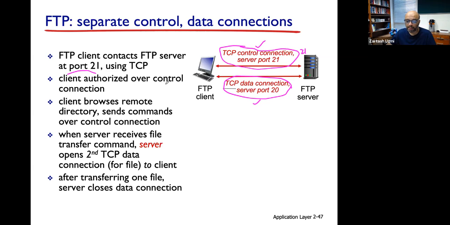Okay. The client is authorized over the control connection. The client browses the remote directory. अभी तक कोई डेटा कनेक्शन एस्टैब्लिश नहीं हुआ है. The client browses the remote directory and sends the commands over the control connection. वो कमांड्स भेजता जाएगा कंट्रोल कनेक्शन के ऊपर. जब वो कहेगा कि मुझे एक फाइल चाहिए, when the server receives the file transfer command, जब क्लाइंट उसको कहेगा भाई मैंने अब फाइल भेजनी है या रिसीव करनी है, get और put करनी है, the server will open the second TCP data connection.